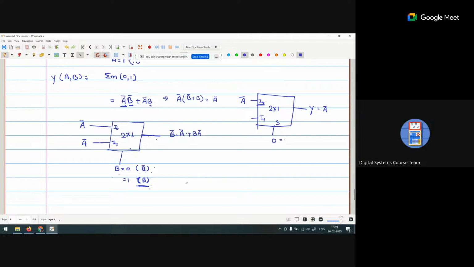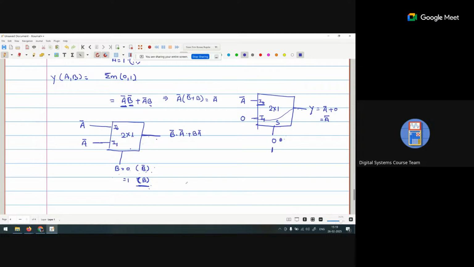When S is 1, I1 is selected, but there is no other term. So can I connect it with 0? So 0 is connected here and it will be added as 0. So it becomes A bar.